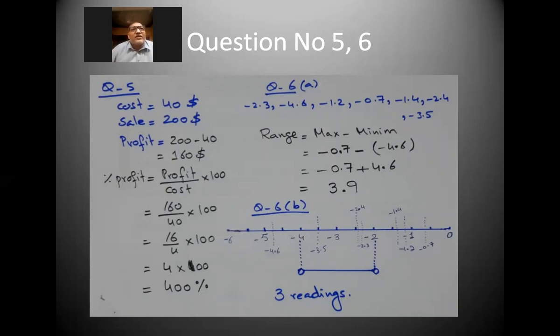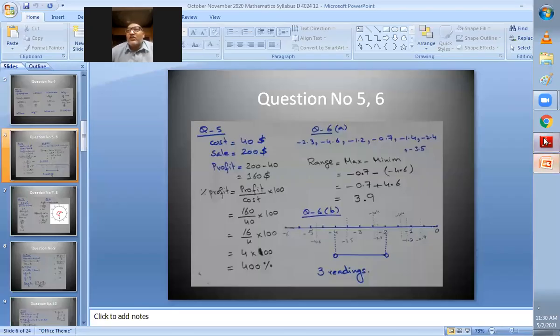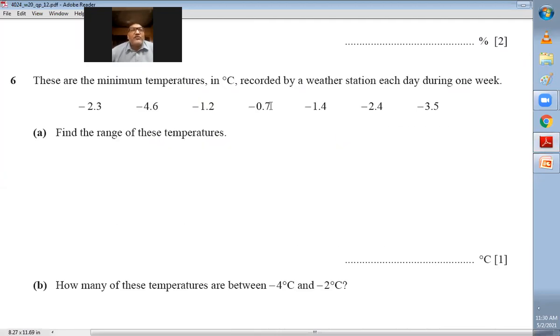160 divided by 40, multiply 100. And you can see the 0 and 0 is canceled. So 16 by 4, multiply 100. So 4 and 16 will be canceled. That will be 4, multiply 100. And the final answer will be 400%. The profit gained here is 400% of the cost price. So that was question number 5. Hopefully you have understood. Let's move to the next question.